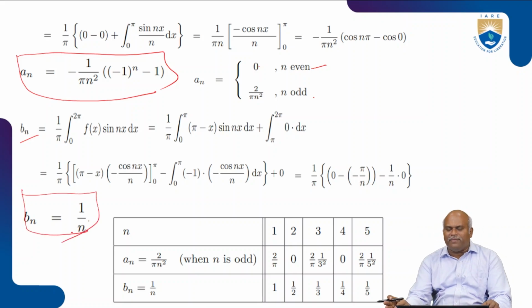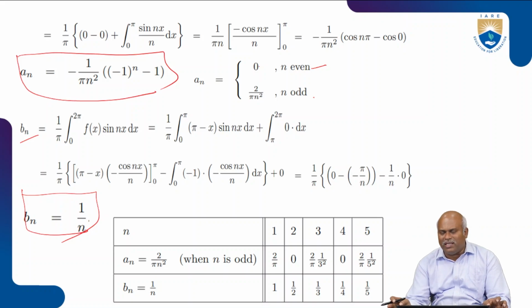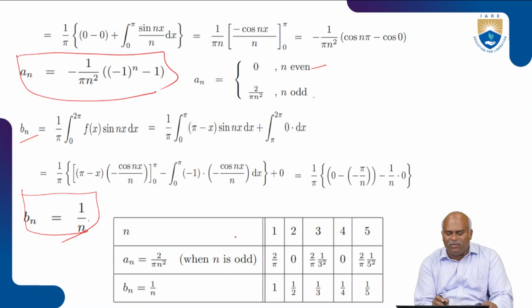Now we have An, Bn and A0 for the trigonometric Fourier series. We draw a table with n values 1, 2, 3, 4, 5, 6, 7 and so on. An is equal to 2 divided by pi n square, and Bn is equal to 1 by n. For An, only the odd values are going to appear.